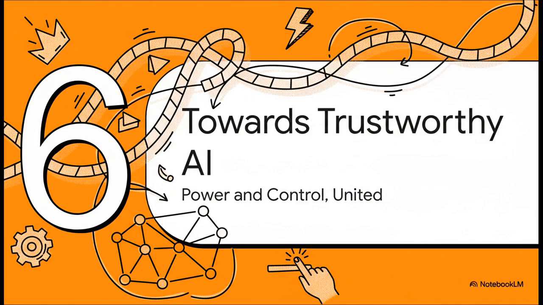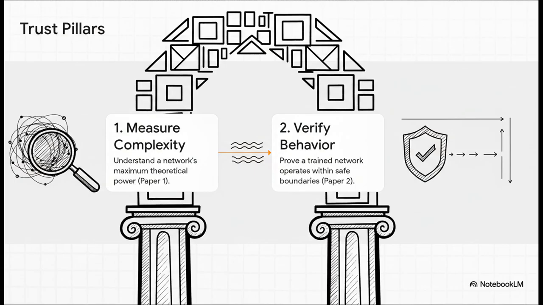Okay, so let's pull all this together. On one hand, we have a paper that gives us a tool to measure a network's theoretical power. On the other, we have a paper that gives us an efficient tool to control its actual real-world behavior. It's really a story about uniting power with control. Together, these two geometric approaches really give us two pillars for building trustworthy AI. The first step, from paper 1, is to measure and understand the complexity you're dealing with. And the second step, from paper 2, is to efficiently verify and control that complexity once you've actually built something. You absolutely need both if you want to build systems that are not only powerful, but also safe.